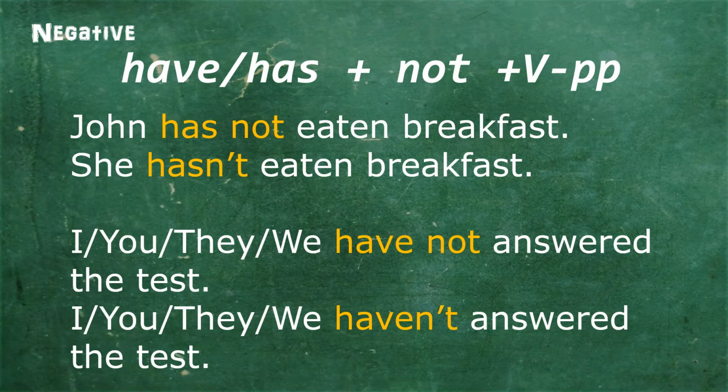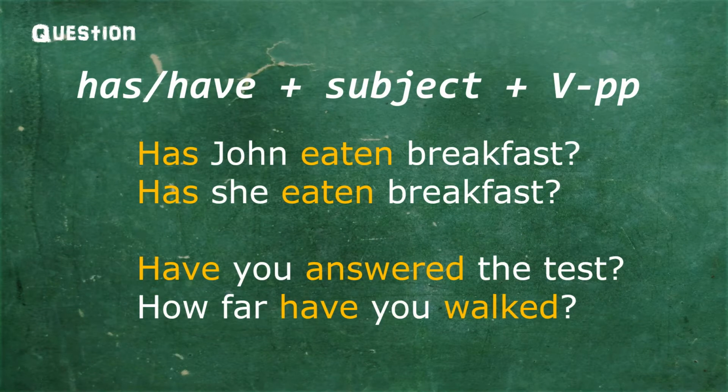The negative form of have and has, or the present perfect. How do we form the negative of the present perfect? We just add not to have and has. For example, have or has plus not plus the verb past participle. Examples, John has not eaten breakfast. She hasn't eaten breakfast. Or I, you, they, we have not answered the test. These are the plurals, with plural subjects. Or I, you, they, or we haven't answered the test. So you can have the contracted form of the negative of the present perfect.